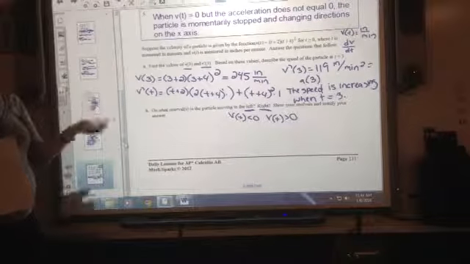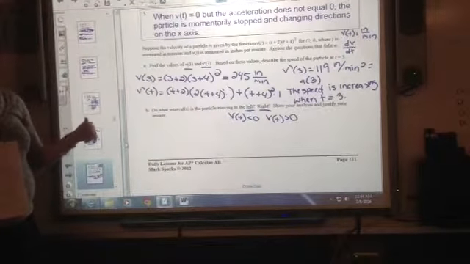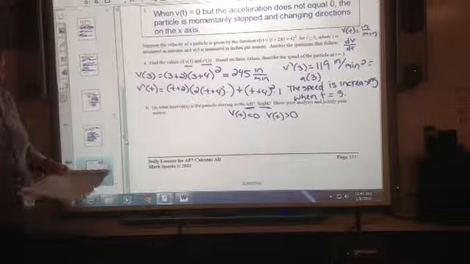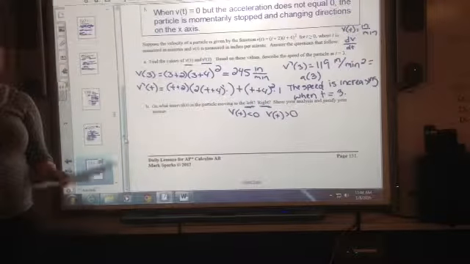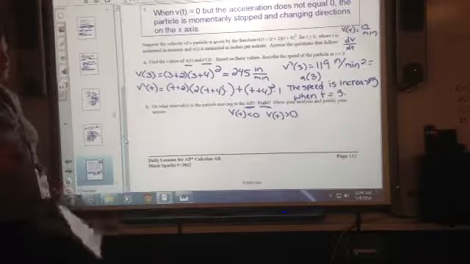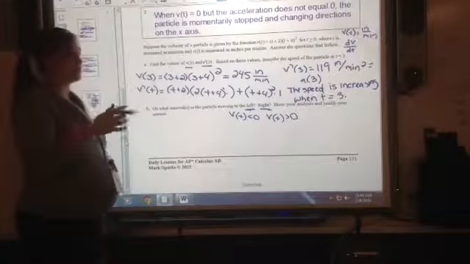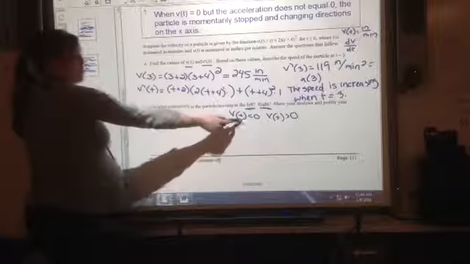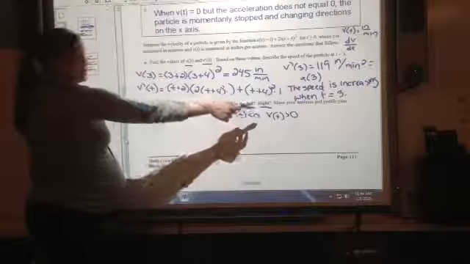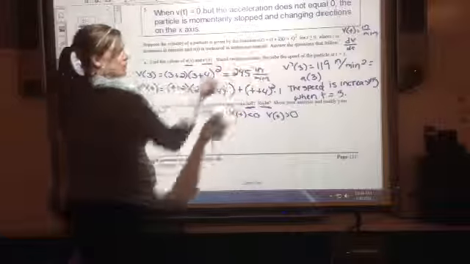And I know that you're hoping to make a chart at this point, so here's a good time to make it. Most of the time when you get to this point, you're going to have to make a chart to see when it's moving left and right. But v of t less than 0, v of t greater than 0, I want to know when is v of t equal to 0.